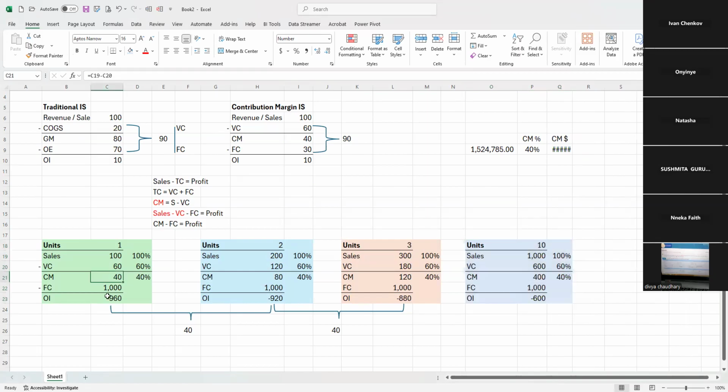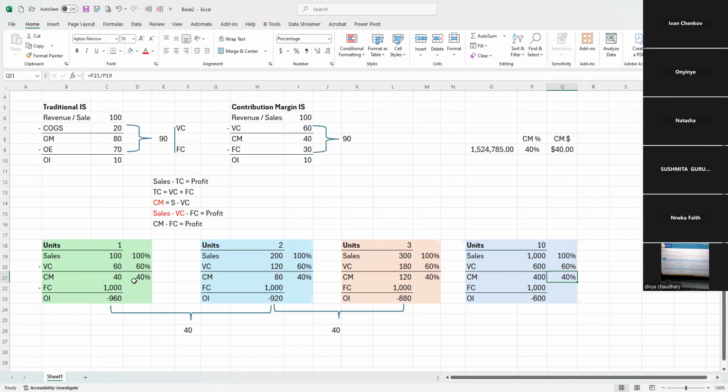Which contribution margin doesn't change? As a dollar amount, contribution margin per unit never changes. But in total, it changes proportionally with the number of unit sales. How about the contribution margin as a percentage? It always stays the same, regardless of the number of units.